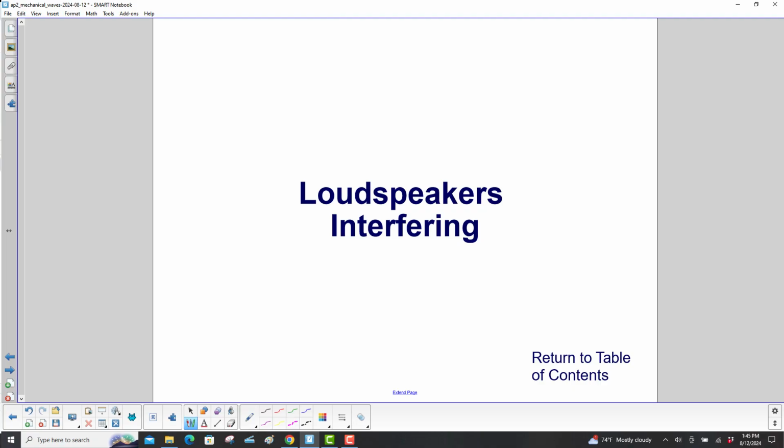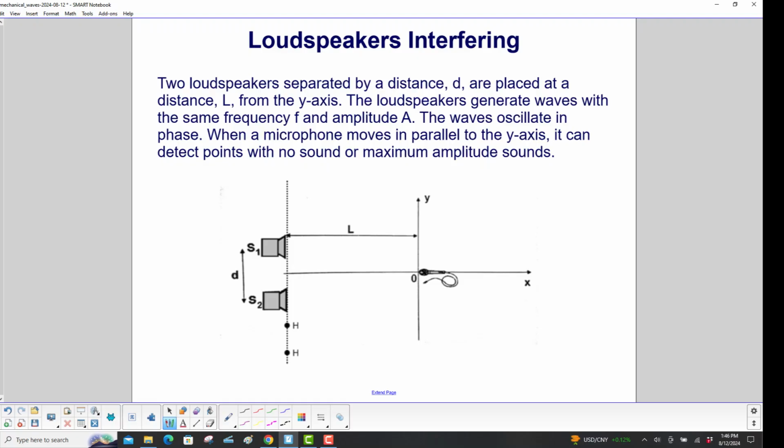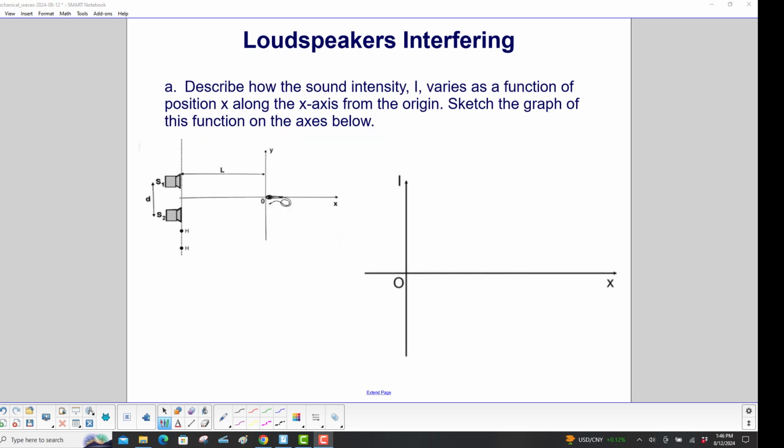Loudspeakers interfering. Two loudspeakers separated by a distance d are placed at a distance L from the y-axis. The loudspeakers generate waves with the same frequency f and amplitude a. The waves oscillate in phase. When a microphone moves parallel to the y-axis, it can detect points with no sound or maximum amplitude sounds.